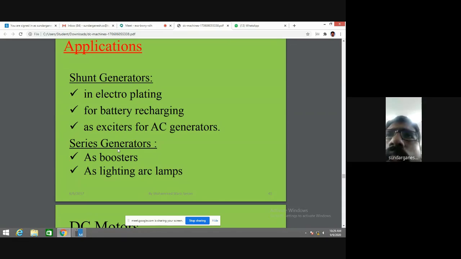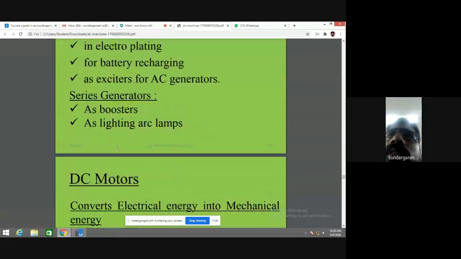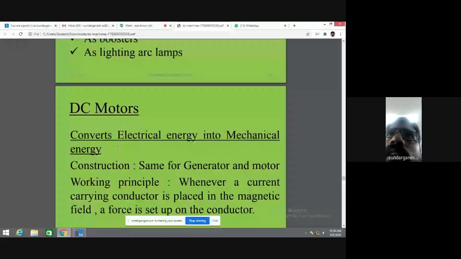In a series generator, the voltage is not constant. It boosts the voltage very high, so it is used as boosters, in lighting, arc lamps, etc. So this is all about DC generators.